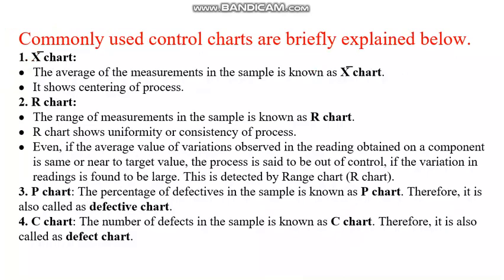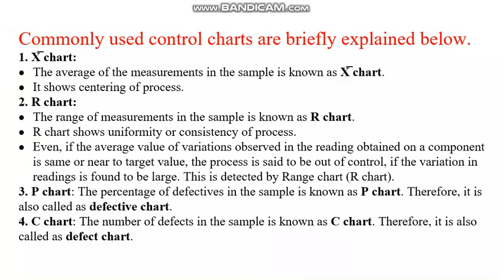Now, commonly used control charts are briefly explained below. X bar chart: it is the arithmetic mean or the average of the measurements in the sample. It is known as the X bar chart. It shows the centering of the process. Centering means the measurements are falling towards the X bar, that is, in the center of the limits. So for that the X bar chart is used.